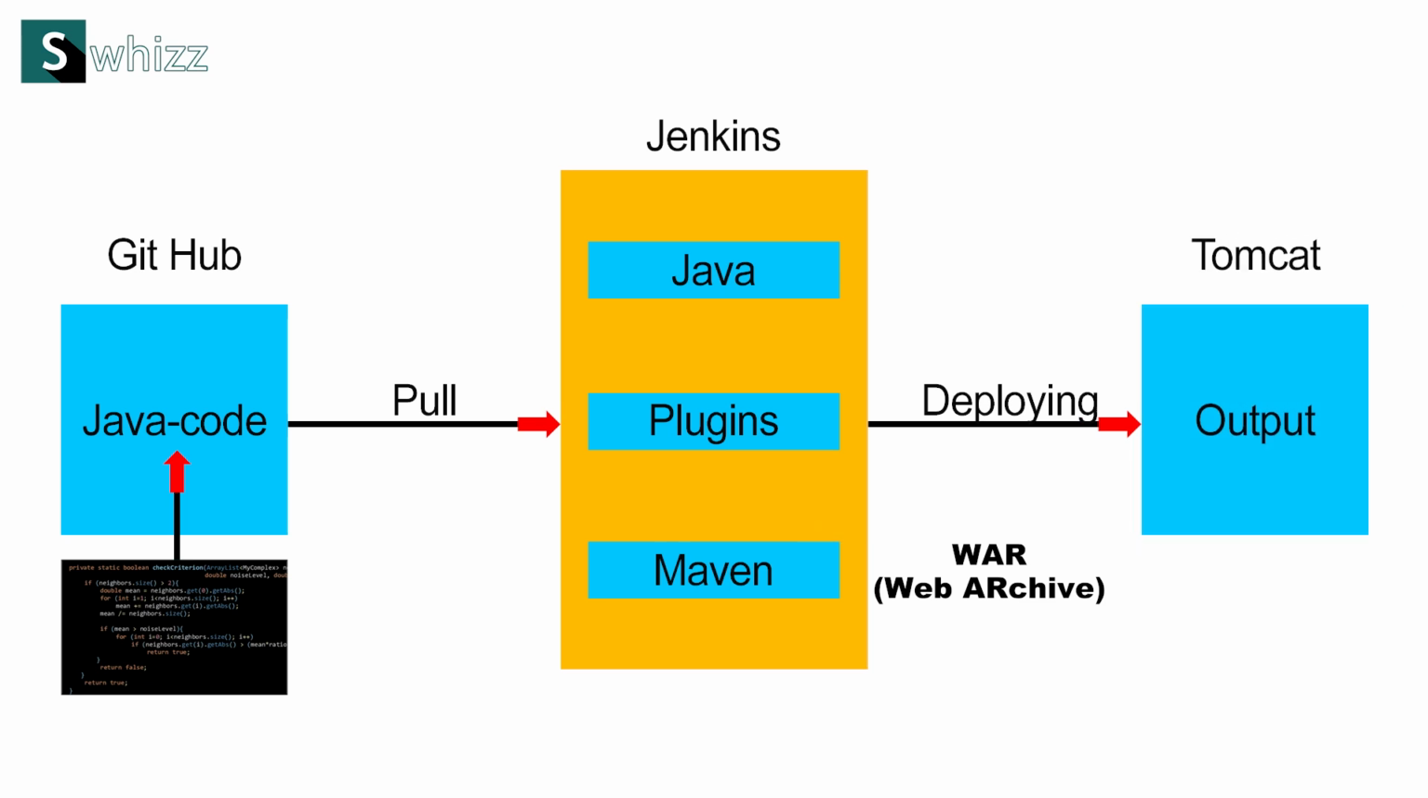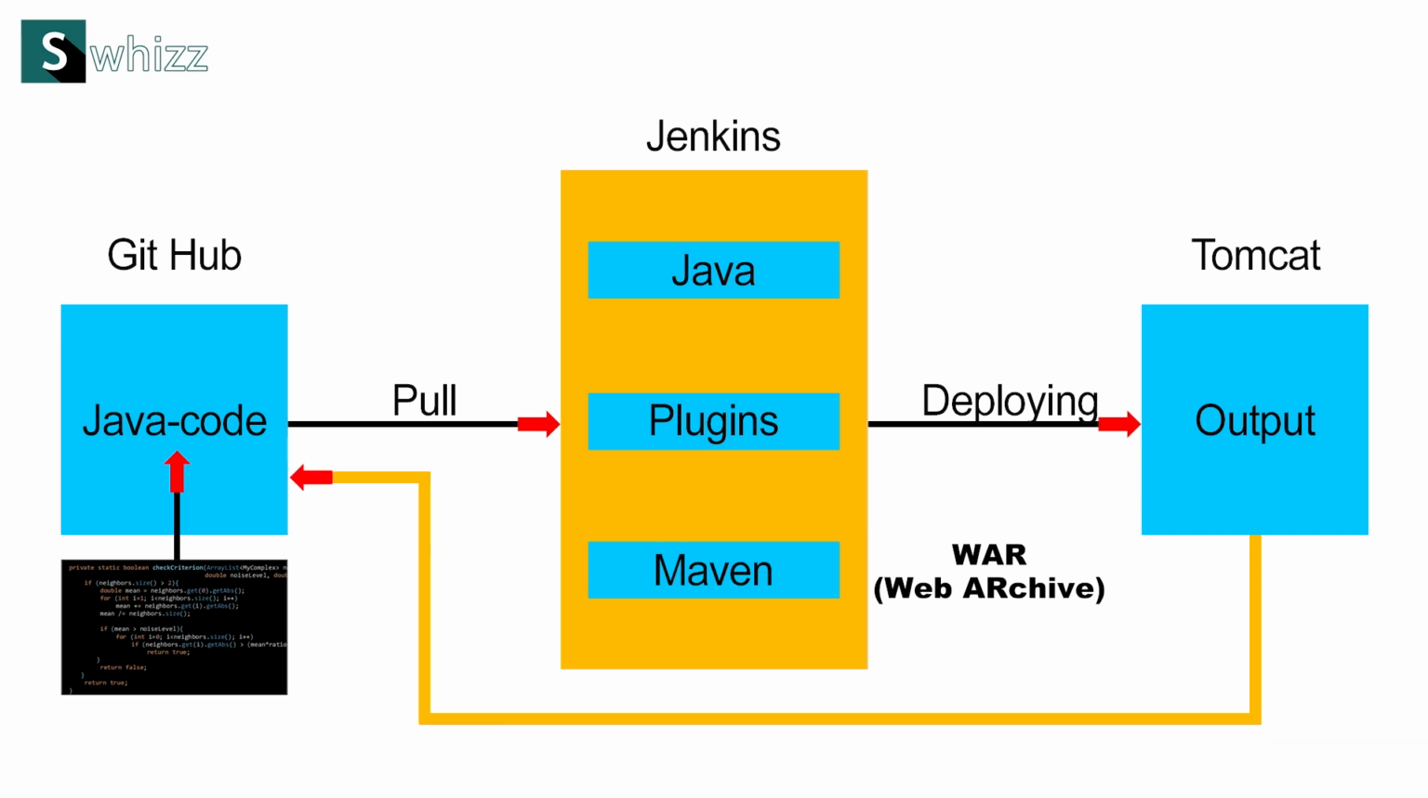If any modifications are needed in the code, what are we going to do? We give the feedback to the developers so that accordingly they change the code. Again, deployment takes place. This entire flow we are going to see today.